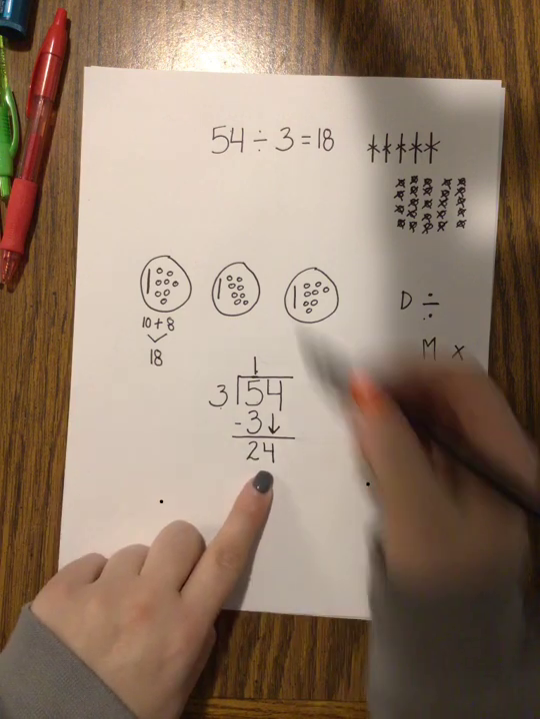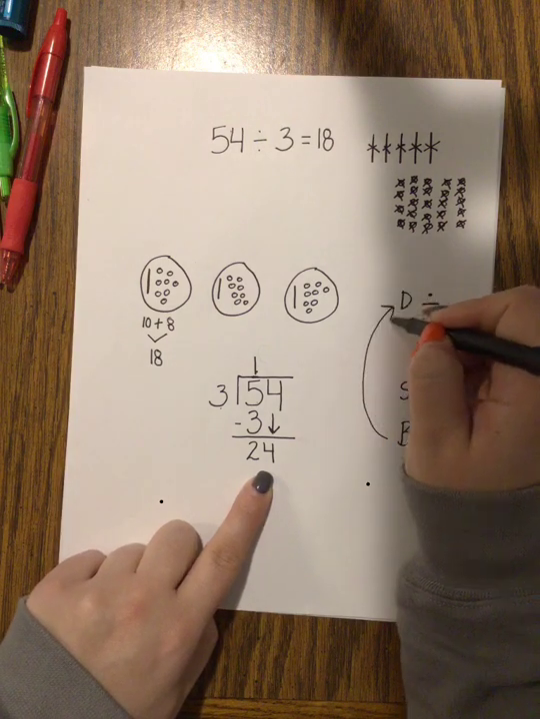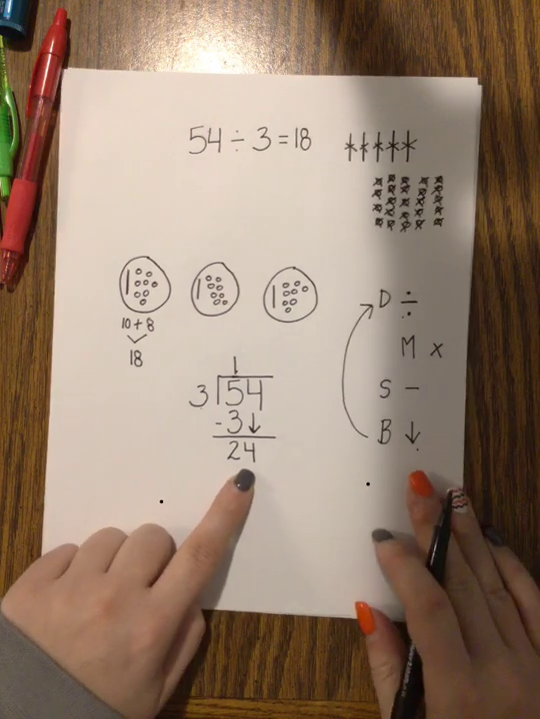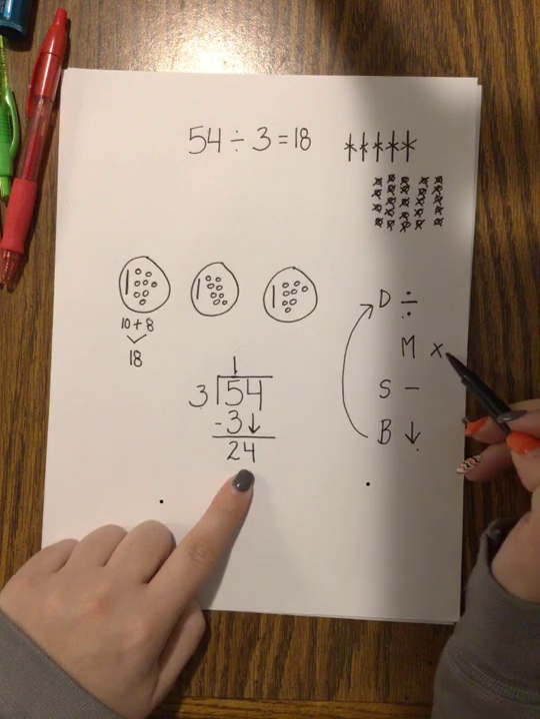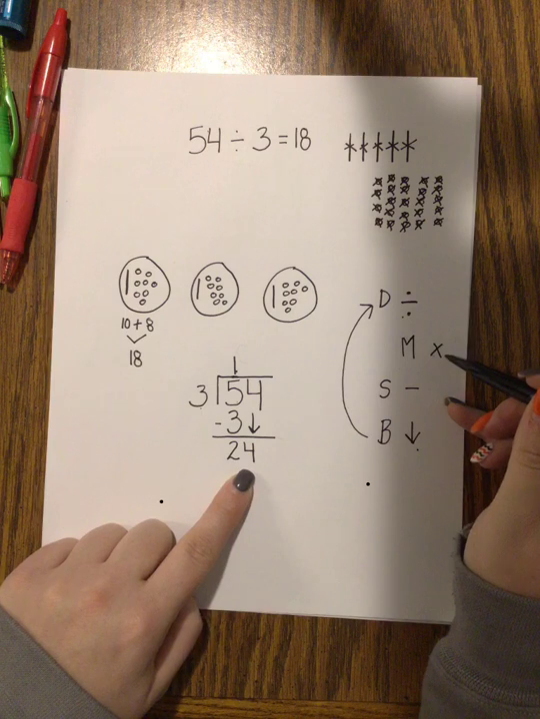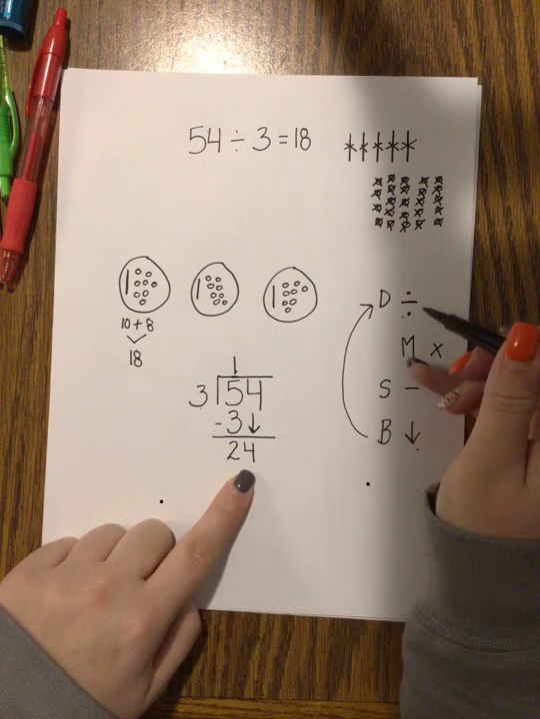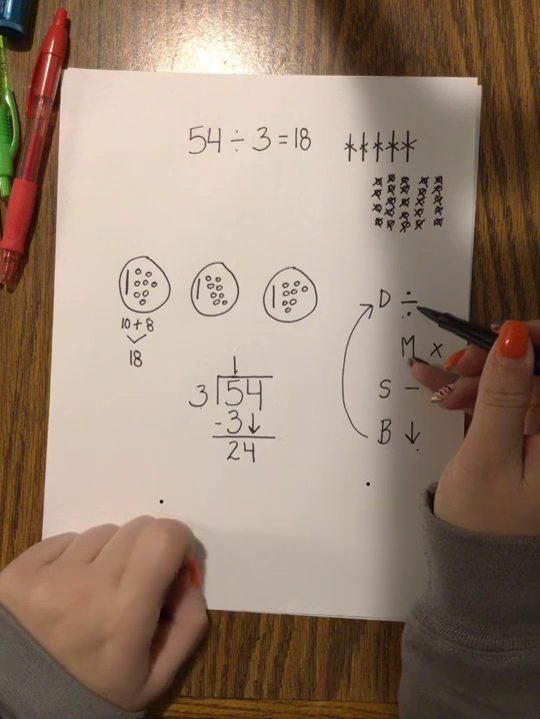So now I'm done with bring down. I go back up to the top and I do it again. So my method is again, divide, multiply, subtract, and bring down. Divide, multiply, subtract, and bring down. So I brought down. My next step is to go back up to multiply.